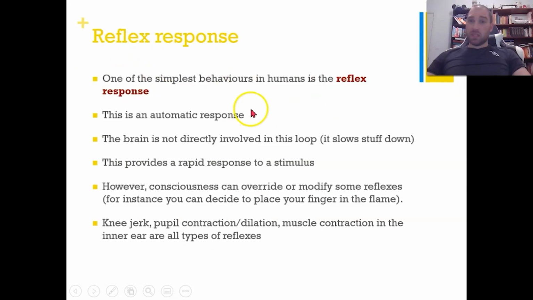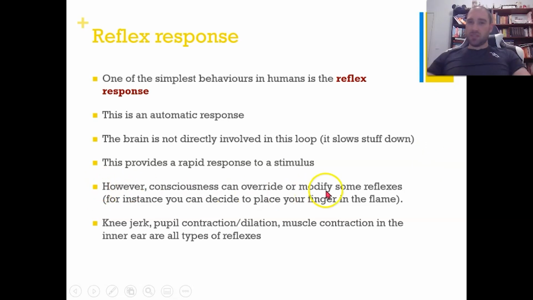The last thing we need to talk about is the reflex response. So one of the simplest behaviors is the reflex response because it's automatic and you don't have to think about it. So the brain isn't directly involved in the loop, just the central nervous system and not necessarily higher thought processes. So parts of the brain might be involved, but very simple parts of the brain are involved. So we get a rapid response to a stimulus that doesn't require conscious thought for that response to occur.